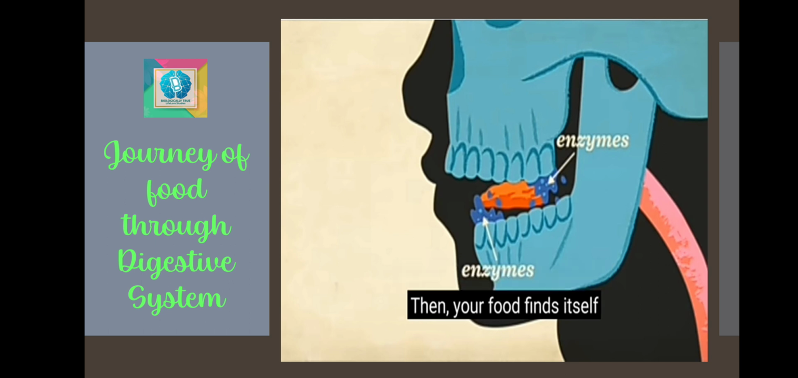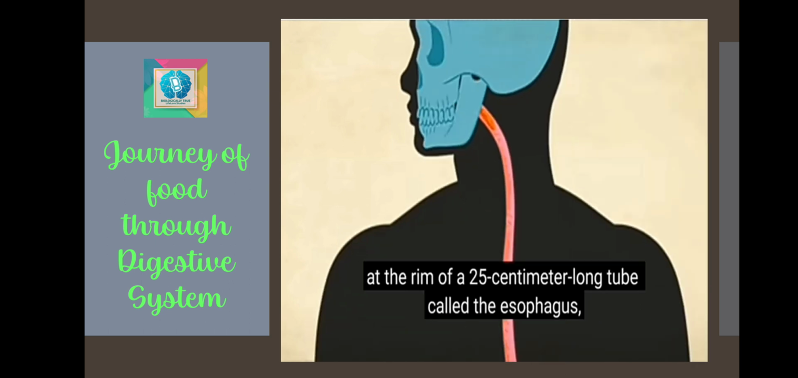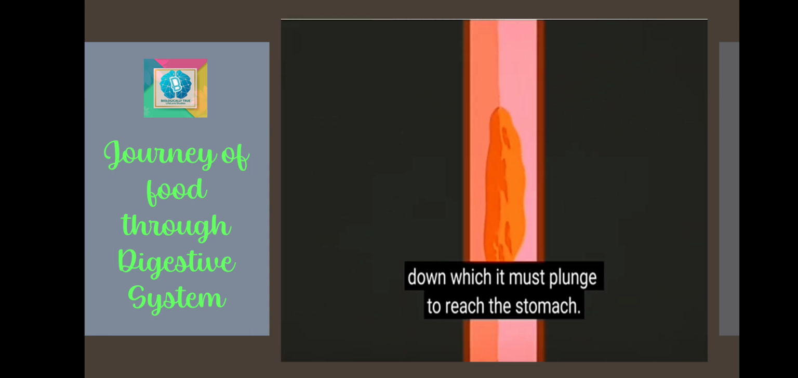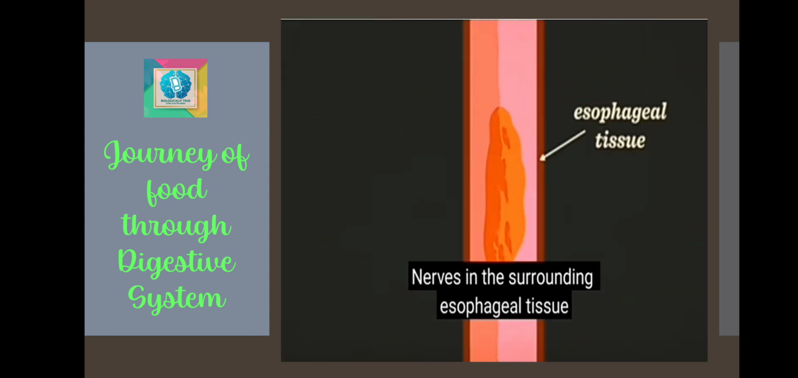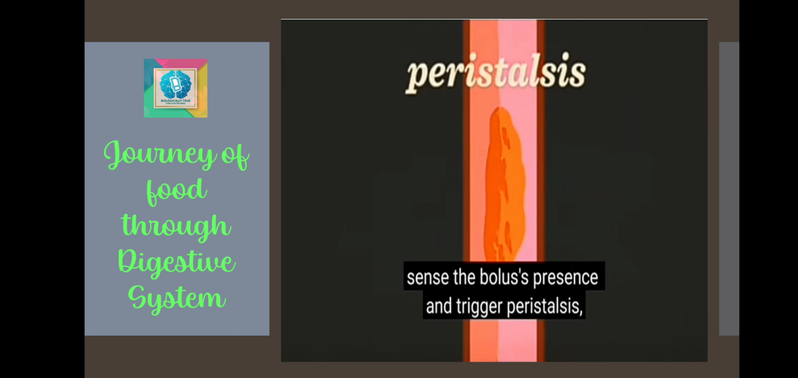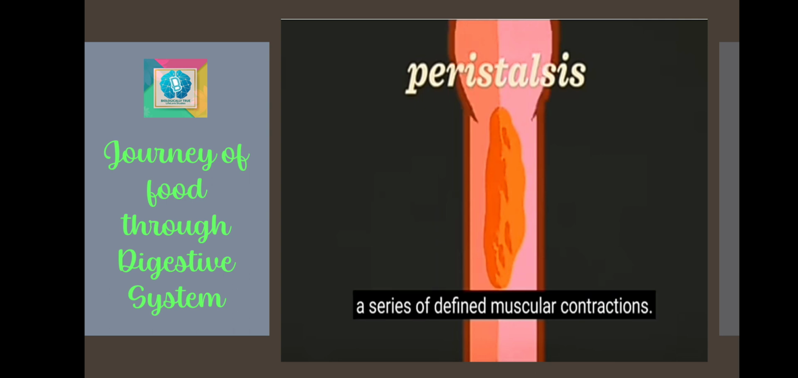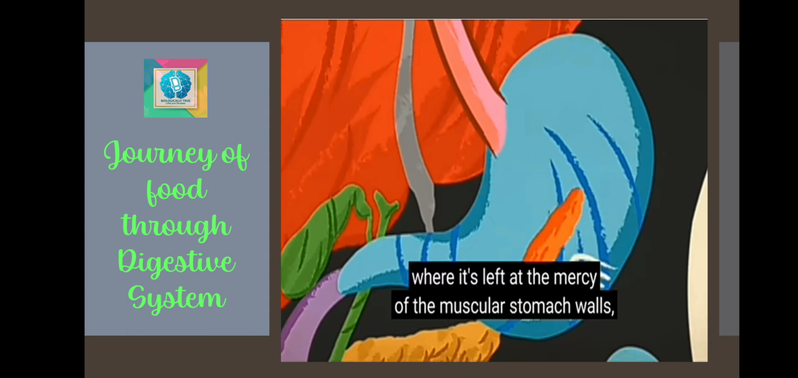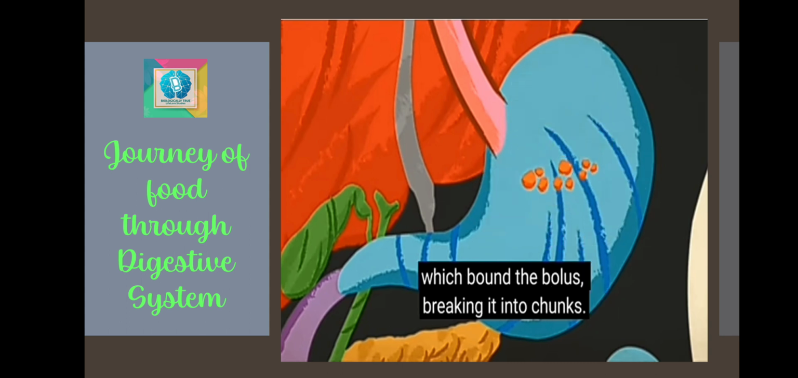Then the food reaches the rim of a 25 centimeter long tube called the esophagus, through which it must plunge down to reach the stomach. Nerves in the surrounding esophageal tissue sense the bolus's presence and trigger peristalsis through a series of defined muscular contractions. This pushes the food into the stomach, where it is left at the mercy of the muscular stomach walls, which pound the bolus, breaking it into chunks.